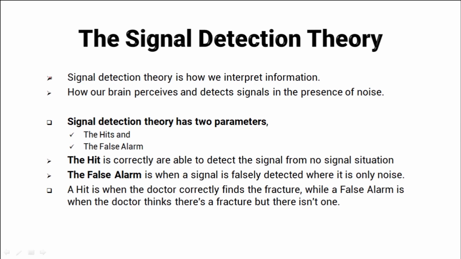Signal detection theory is a way to understand how our brain perceives and detects signals in the presence of noise. So, signal detection theory has two functions or two parameters. One is called the hit and the other one is called the false alarm.